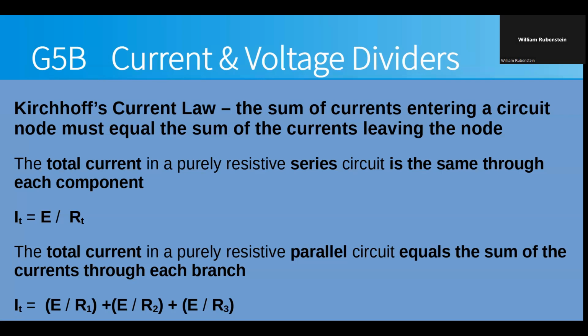If you've got a parallel circuit, then the total current entering that is going to be equal to the sum of all the branch currents, one current through each leg. So it's going to be the sum of each of those, because they're all going to have the same voltage since they're in parallel. So if they're different resistances, you divide each into the voltage and get the individual currents and sum them all up.